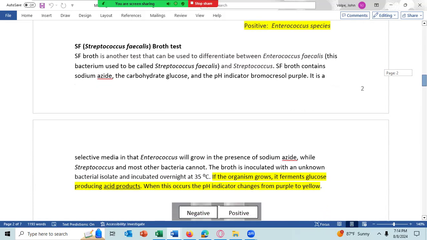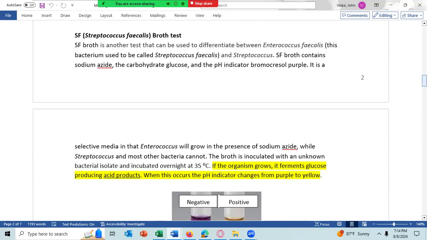The SF broth test is named for an organism that used to be called Streptococcus faecalis, and that's why it's called the SF broth test. SF for Streptococcus, F for faecalis. However, Streptococcus faecalis is no longer called Streptococcus faecalis. It is now called Enterococcus faecalis, but the test is still called the SF broth test for the old name of the species. Any question about any of that?